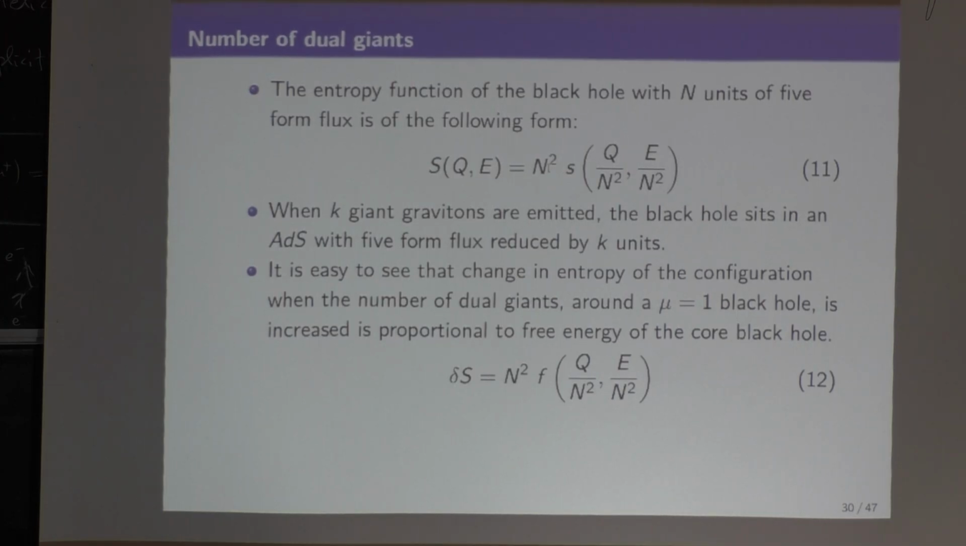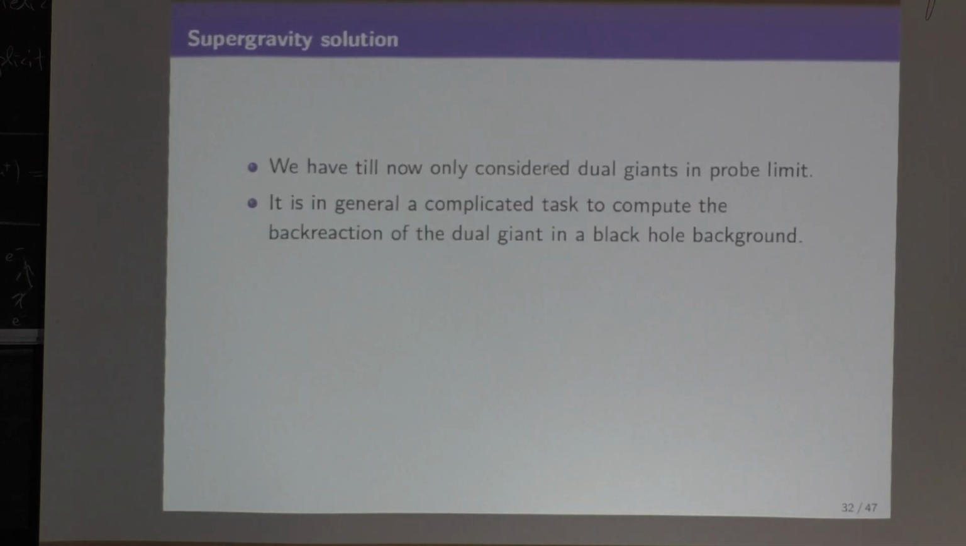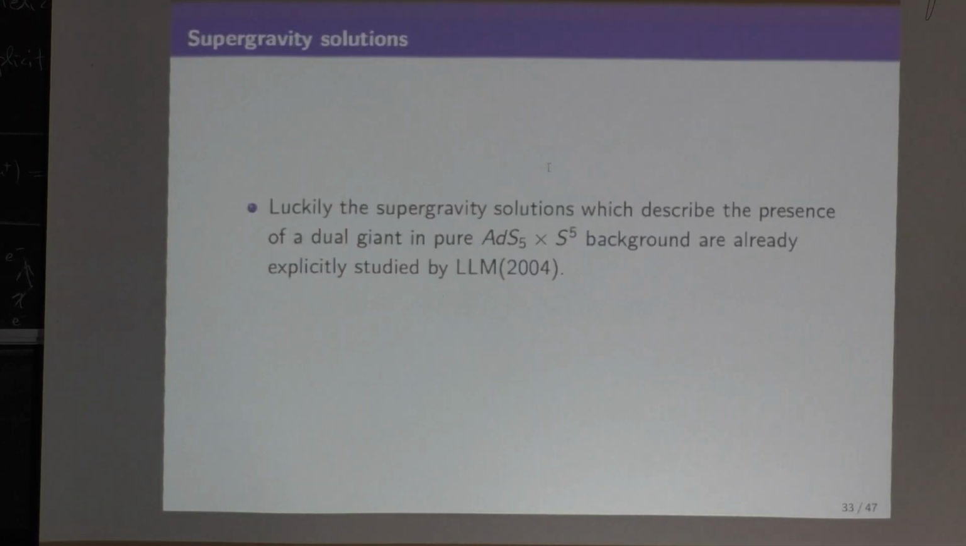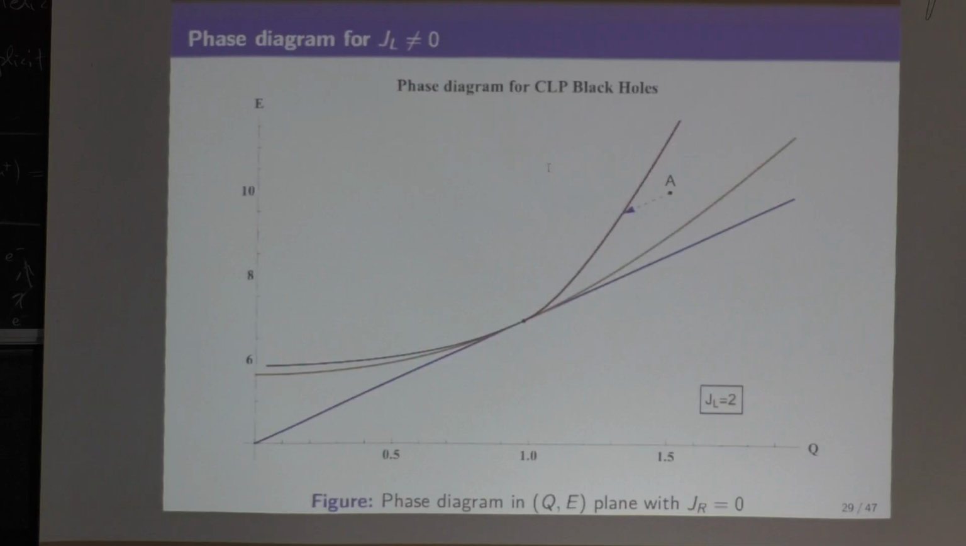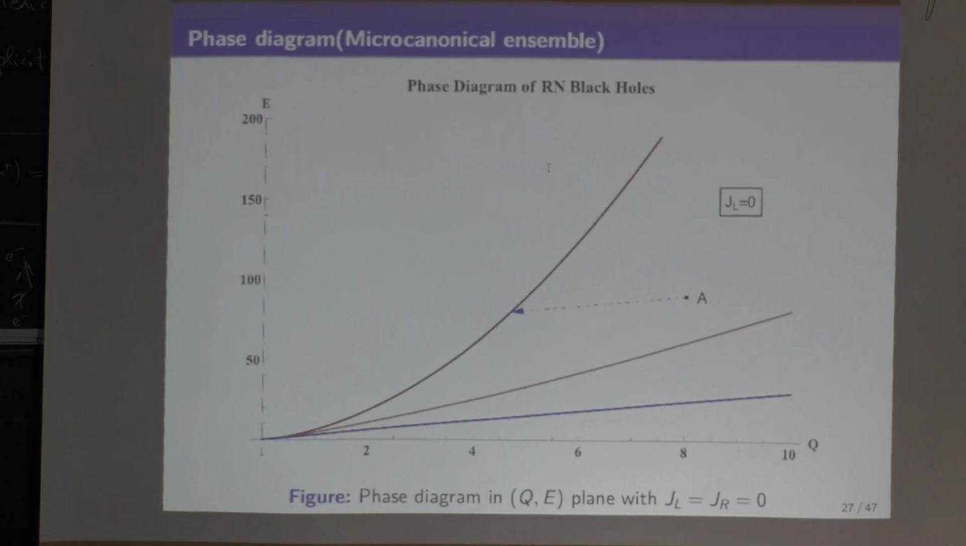And the remaining black hole is stable, you say? Yes, because if you want to find a stable configuration at this point, you go to a black hole which is on the red curve, which is mu equals 1, and this black hole is stable against emission of dual giant gravitons.